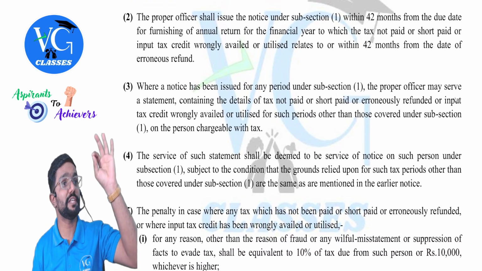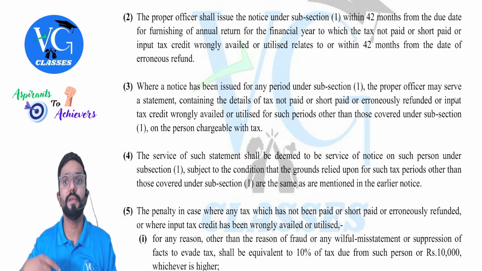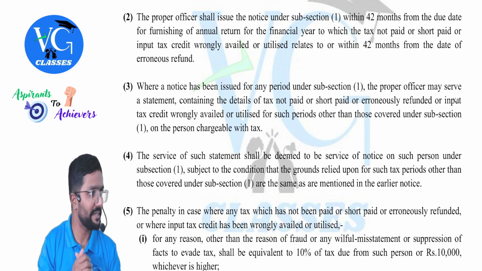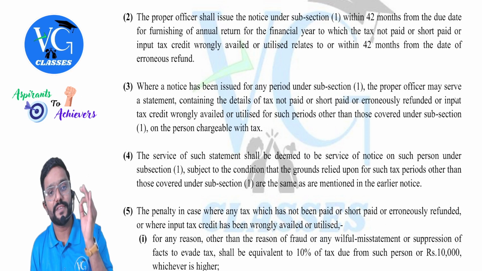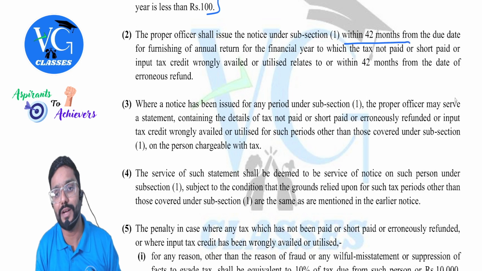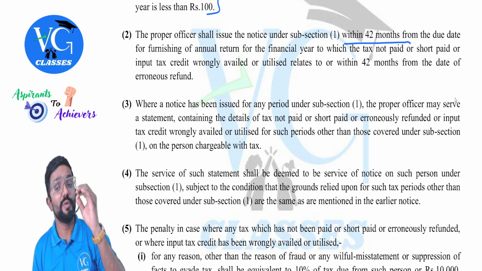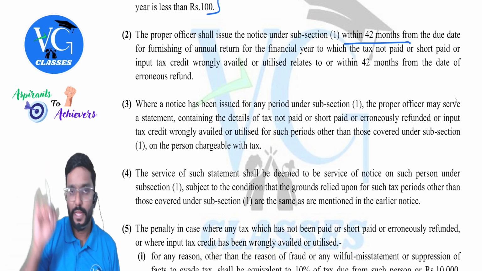Subsection 2. What is the time limit to issue notice? 42 months, not 3 or 6. So 42 months. And please be careful that 3 months and 6 months was not from the due date. It was before the order date. Correct? A reverse operation was there. Here straight operation. The proper officer shall issue notice under subsection 1 within 42 months from the due date for furnishing of annual return for the financial year to which the tax not paid or short paid or input tax wrongly availed or utilized relates to, or within 42 months from the date of erroneous refund. In that case, guys, simple.